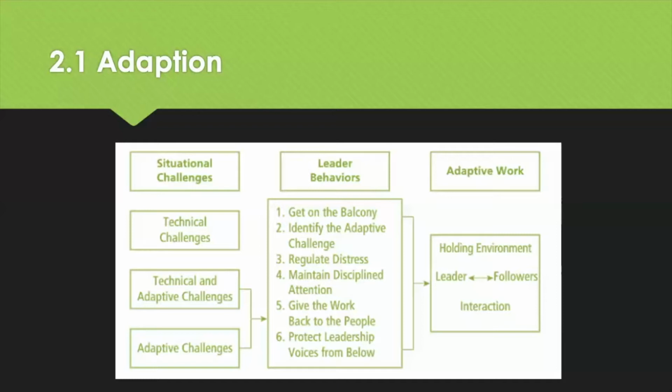Give work back to the people. Get others to assume responsibility and then instill confidence in others through encouragement and support. And lastly, protect the voice of leadership from below, rather than stop those at risk of speaking up. There needs to be voices heard at all levels.